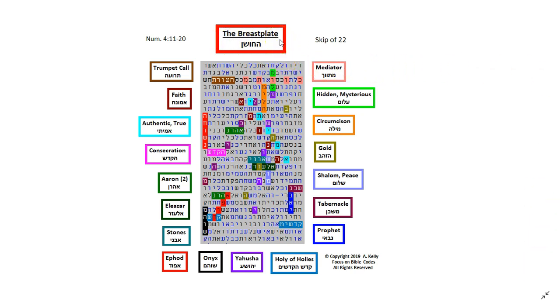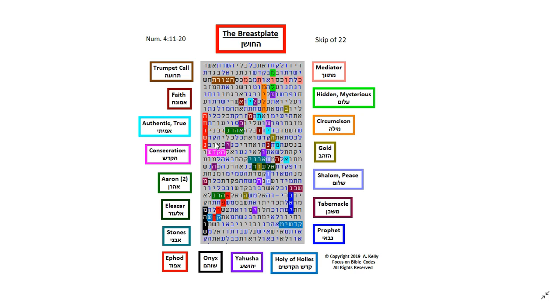It could also be the breastpiece, and it was a piece of the clothing that the high priest would wear. This table is found in the book of Numbers, chapter 4, verses 11 to 20. That's the scope of this whole table. And this word breastplate is found at a skip of 22 letters. And that's the same number as the letters in the Hebrew alphabet. So here is our access term, the breastplate, going here in the red.